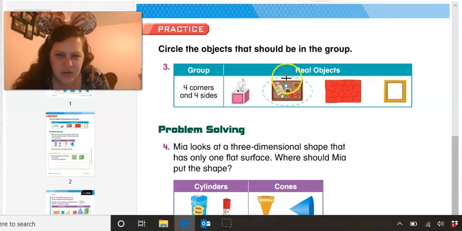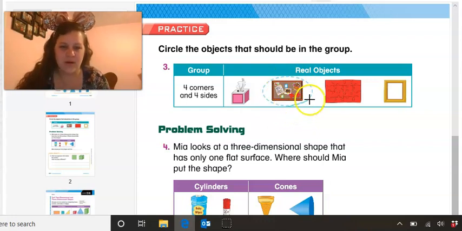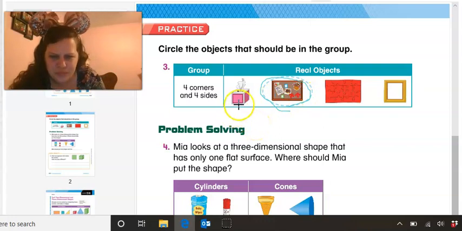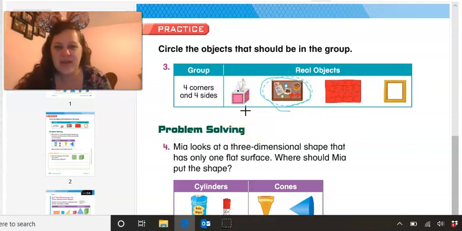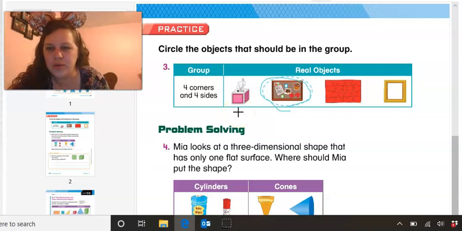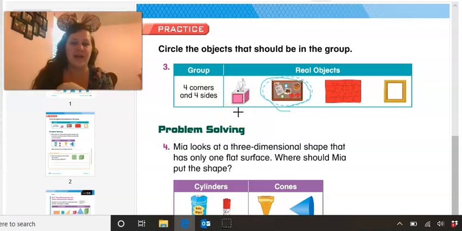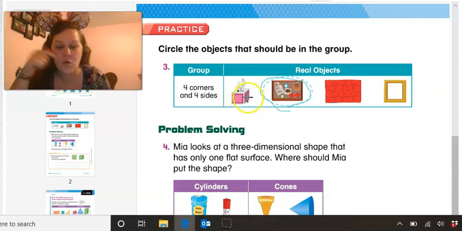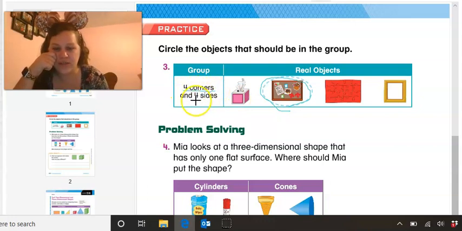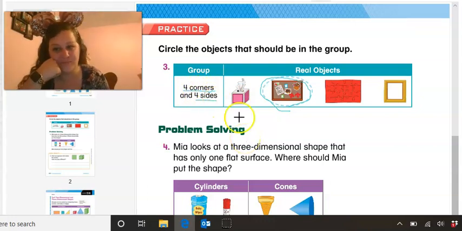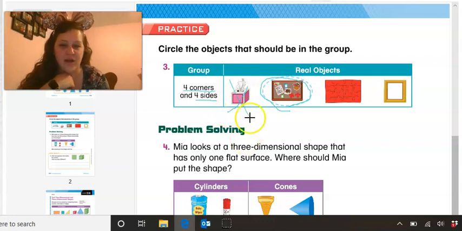So they've already circled, it looks like maybe this is like a bulletin board. They've already started circling that one because it has 1, 2, 3, 4 sides and 1, 2, 3, 4 corners. Let's go back to this first picture though. That looks like a cube. And if you remember, we just talked about a cube on the other page and we said that it has 8 corners. So if this one needs 4 corners and 4 sides, we know the cube is out. It does not belong in this group.